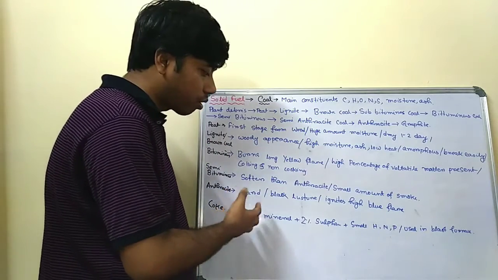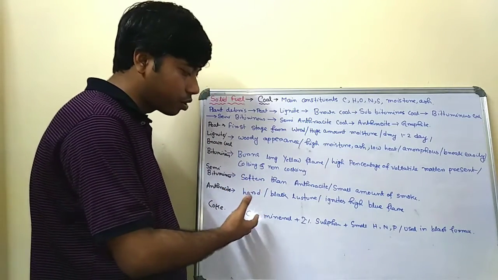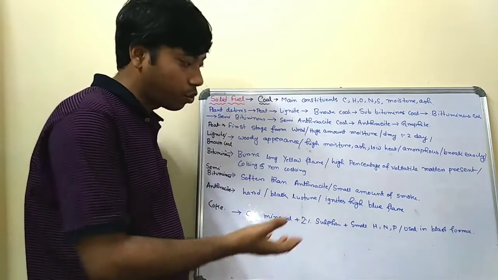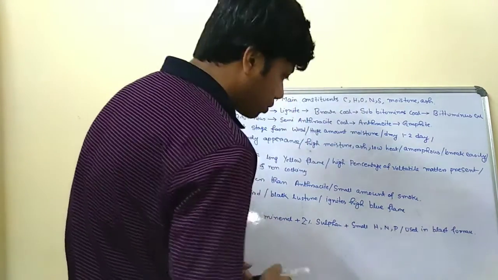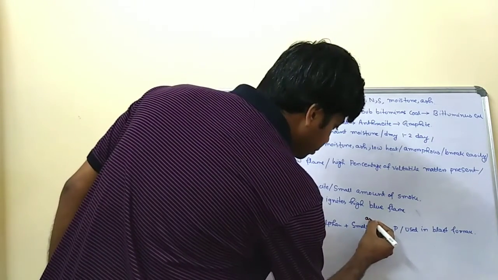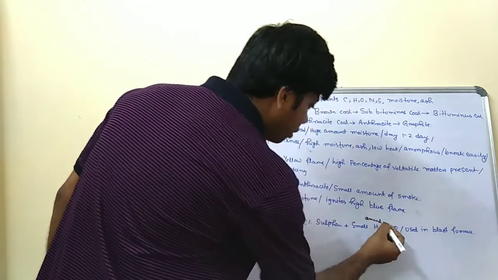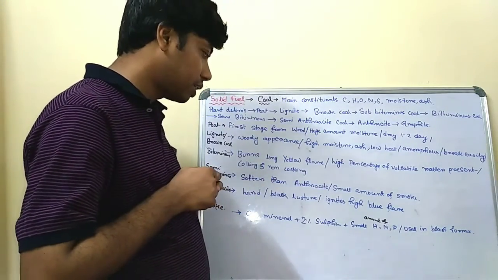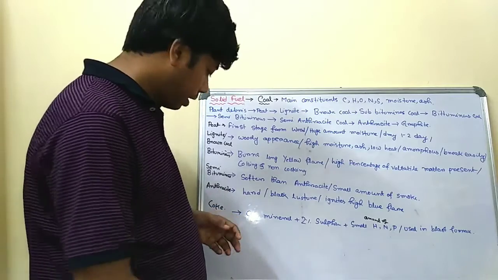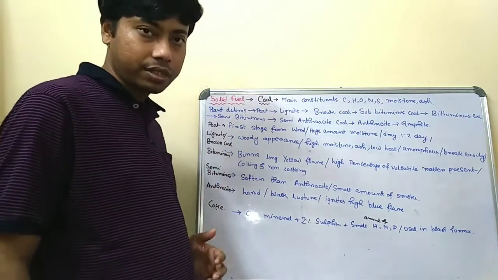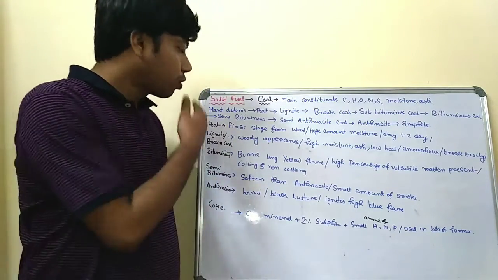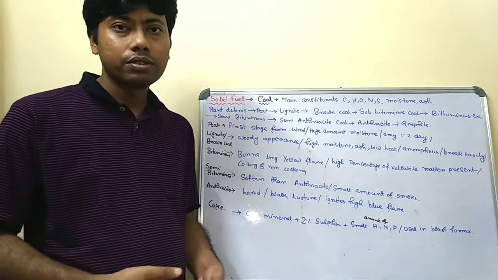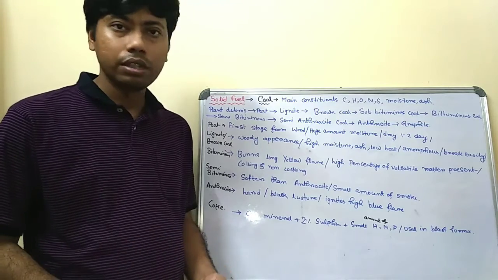Coke is basically a mixture of carbon, minerals, 2% sulfur, and a small amount of hydrogen, nitrogen, and phosphorus. These elements are present, and coke is used in our blast furnace. So these are the solid fuels, and now we'll discuss liquid fuels.